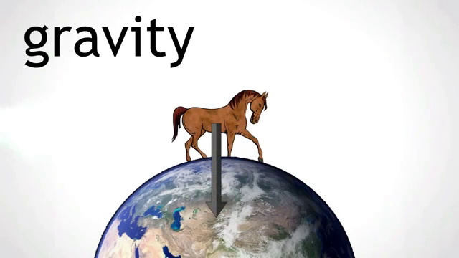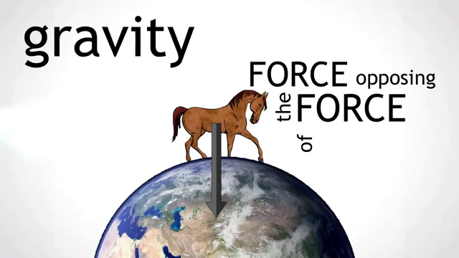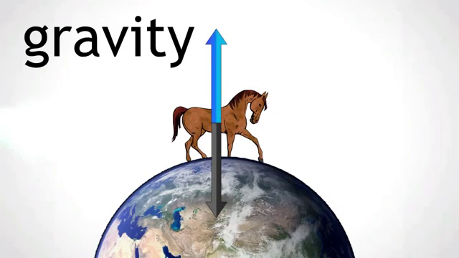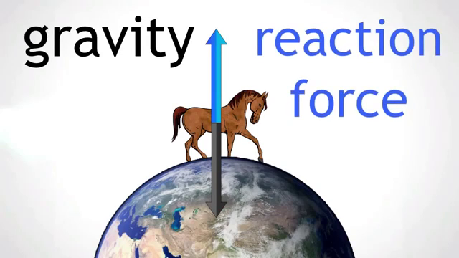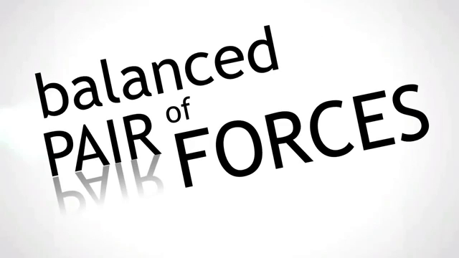As this is not the case, there must be a force opposing the force of gravity. An arrow is drawn in the opposite direction, but equal in size. This force is called the reaction force. As the reaction force is the same size, but acts in the opposite direction to the horse's weight, these two forces are a balanced pair of forces.